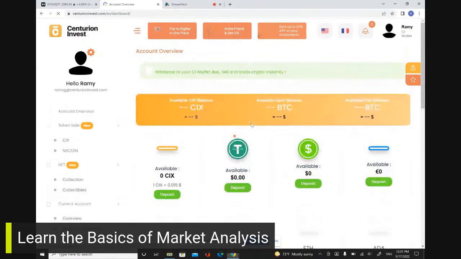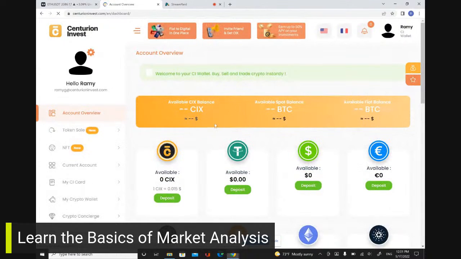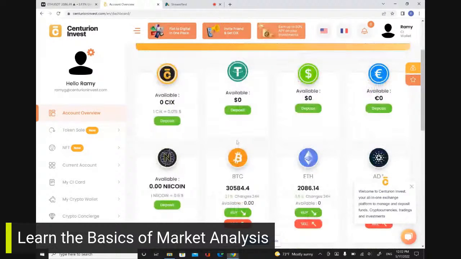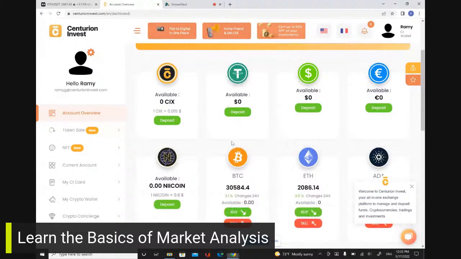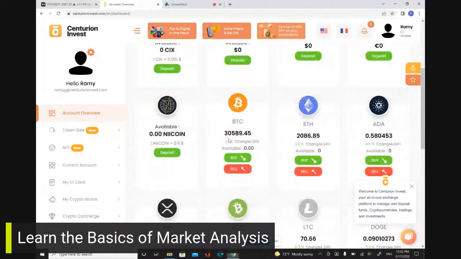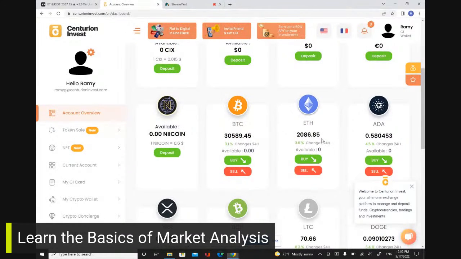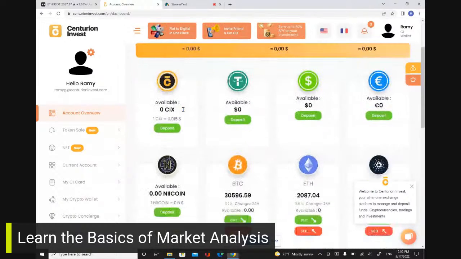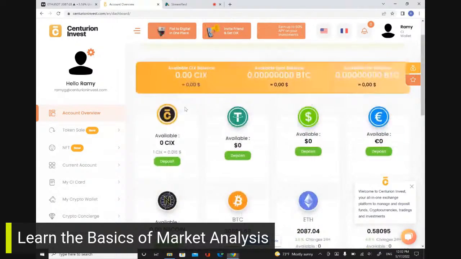So easy steps to log into your account, and now we're in. This is the account dashboard. This is the overview. You can see everything from here, how much coins you have, how much USD, Euro. So between fiat and crypto, you can see the price of Ethereum, Bitcoin, and how much you have. This is a demo account only. I do not have anything in my account right now.